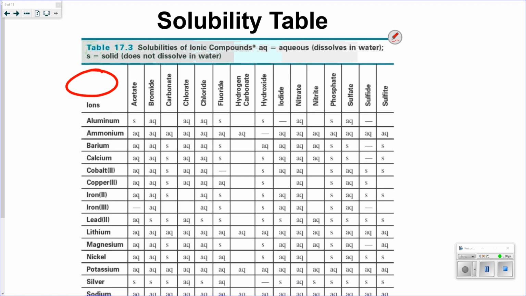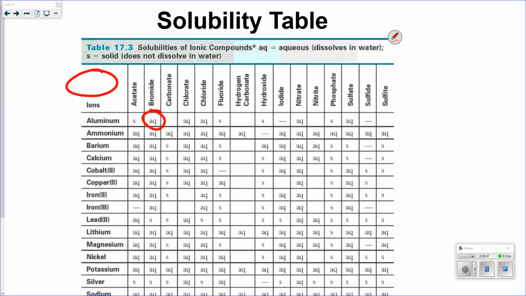If you are soluble, take, for example, look at your table. Aluminum and bromide, right? You're almost playing Battleship. You have this side, you have that side, aluminum and bromide. What letter do you see when you bring aluminum and bromide together on your table? S. And S means soluble.